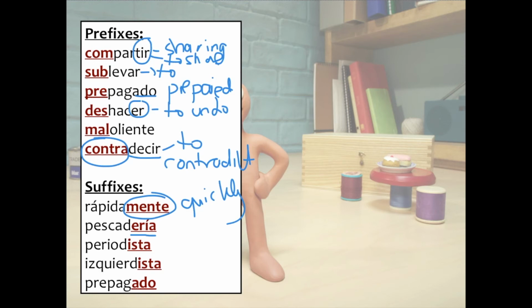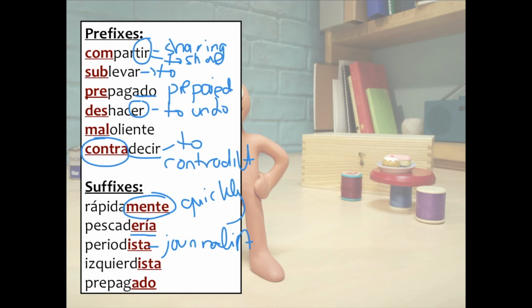Ista, we said, relates to a job and relates to a certain person. And we've got periodista. I know that periódico is a newspaper. Think of a periodical, the posh word for newspaper in English. Periodista is the person that writes the newspaper, therefore is a journalist. Ista, again, we said, pertains to a job or a person.